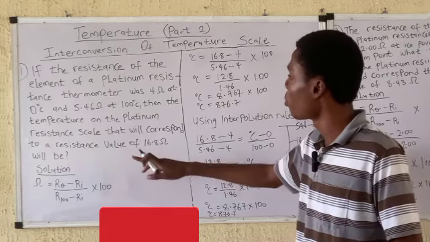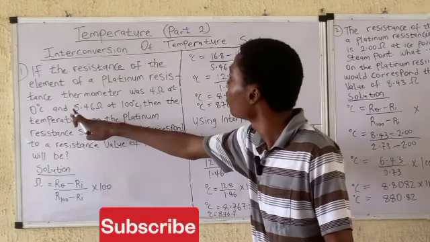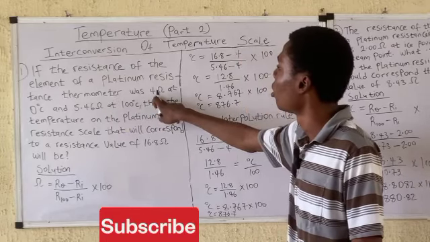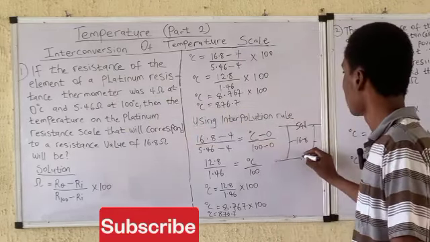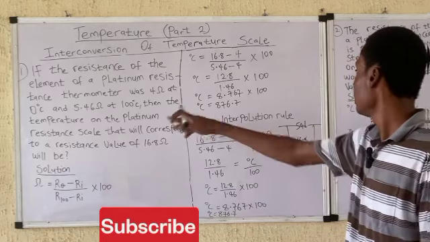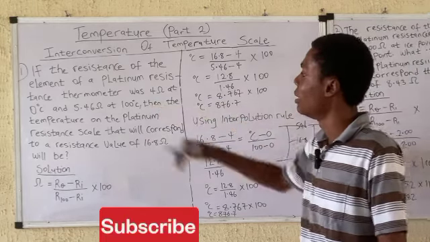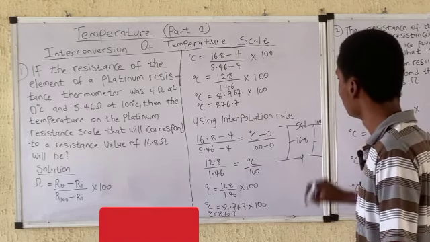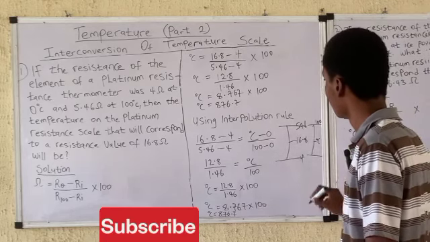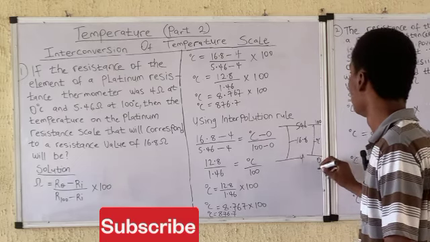So our lower fixed point is 4. 4 resistance at 0 degrees Celsius. So our lower fixed point will be 4. So we are using that against degree Celsius. So our upper fixed point for degree Celsius is 100. Then this is our degree Celsius. Then our lower fixed point is 0 degrees Celsius.